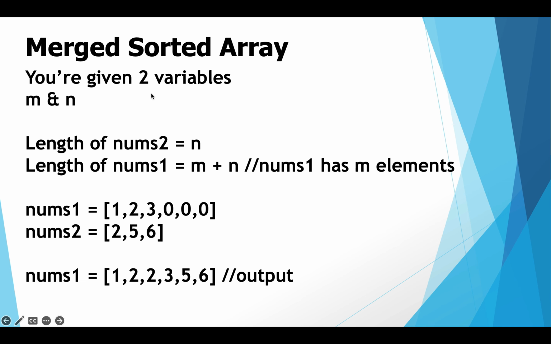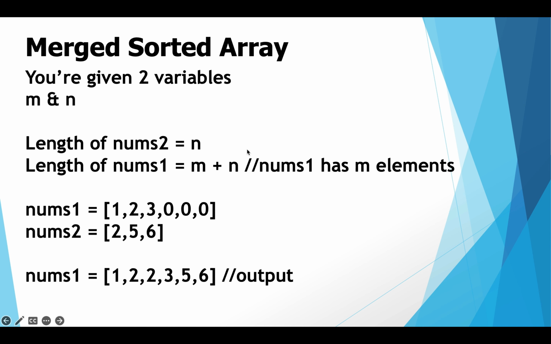You are thus given two variables m and n. The length of the array nums2 is given by n, and the length of the array nums1 is given as m plus n, of which m represents the number of the elements of the array nums1 and n represents the number of elements that need to be accommodated from nums2.